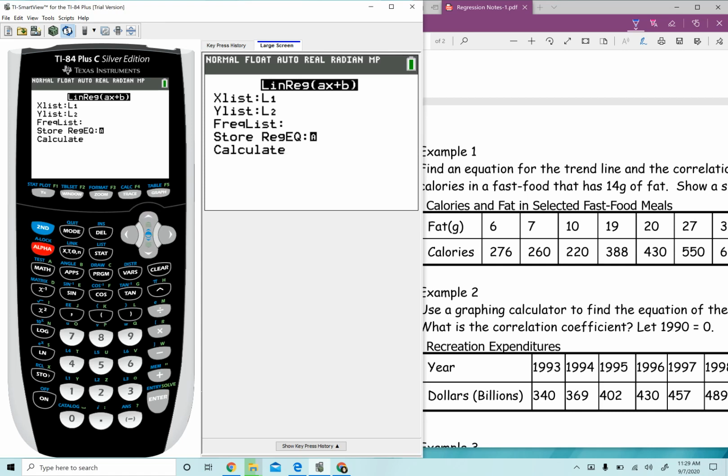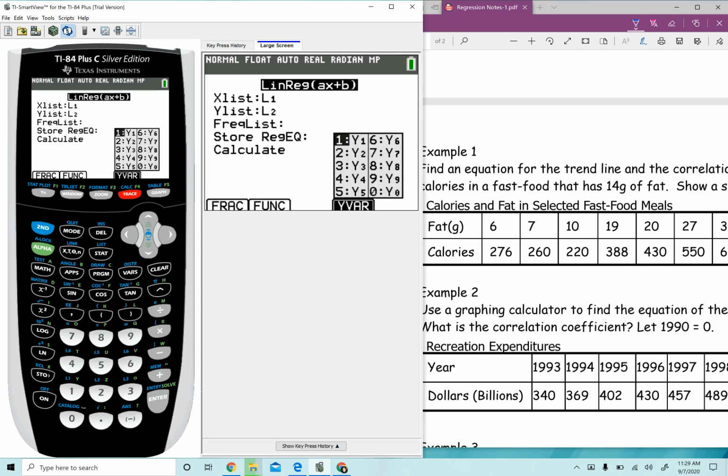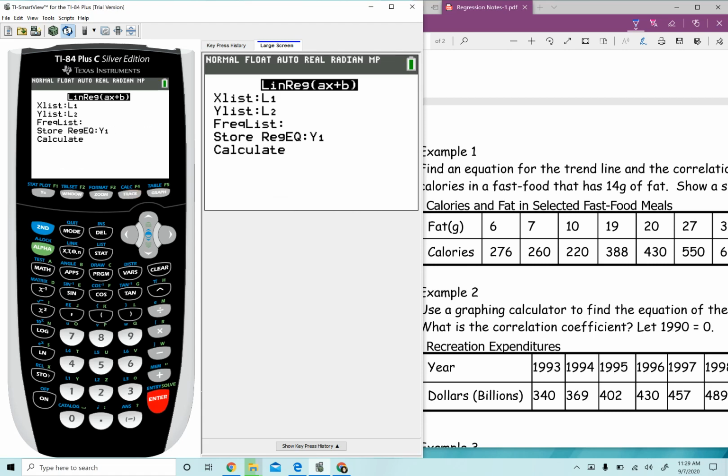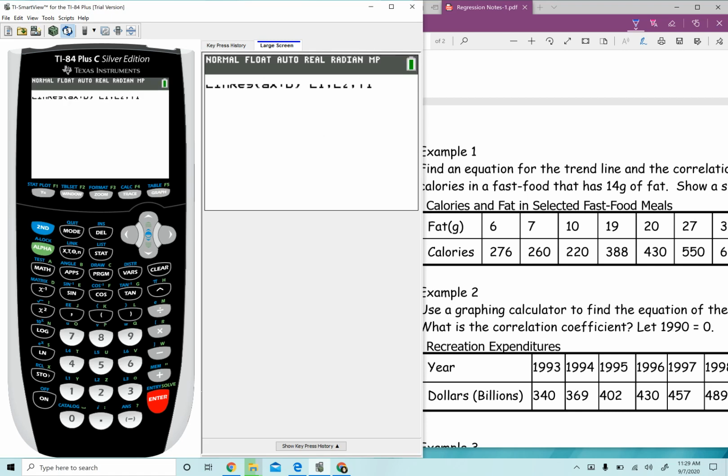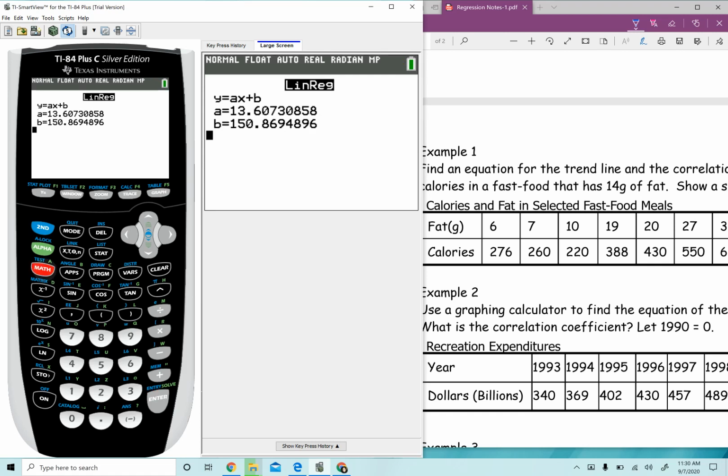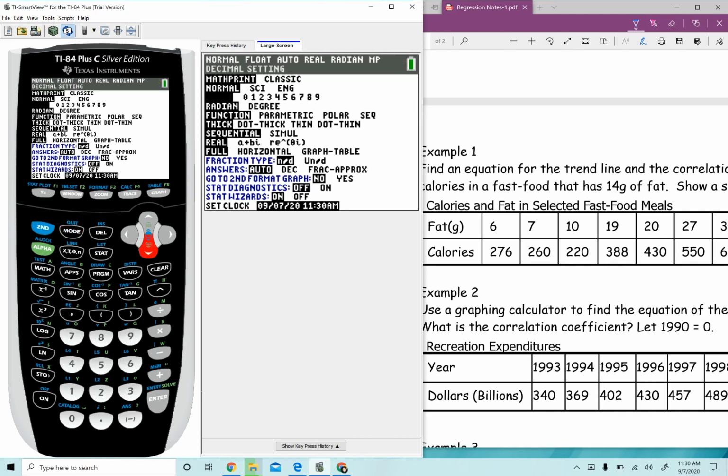Alpha trace. And you see there's y1. So we would hit enter and calculate. Well, you'll notice there's no r squared coming up. If that happens, you would do mode on your calculator and go down to right here where it says stat diagnostics. For most of you, that's on the second screen. And you would turn your stat diagnostics on.